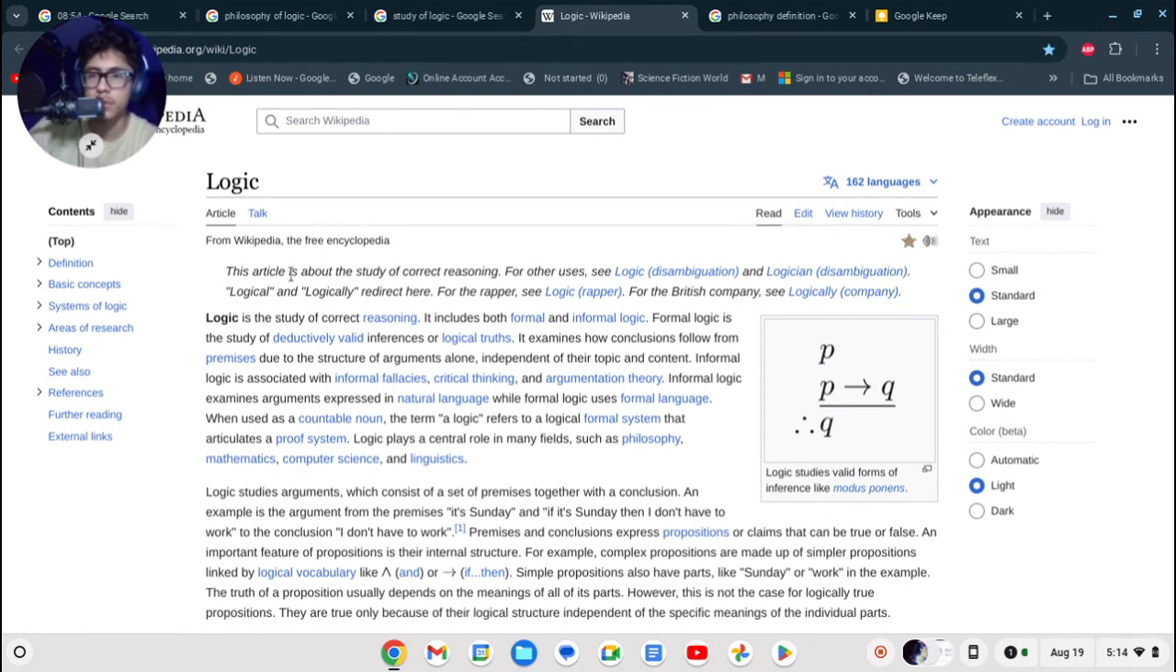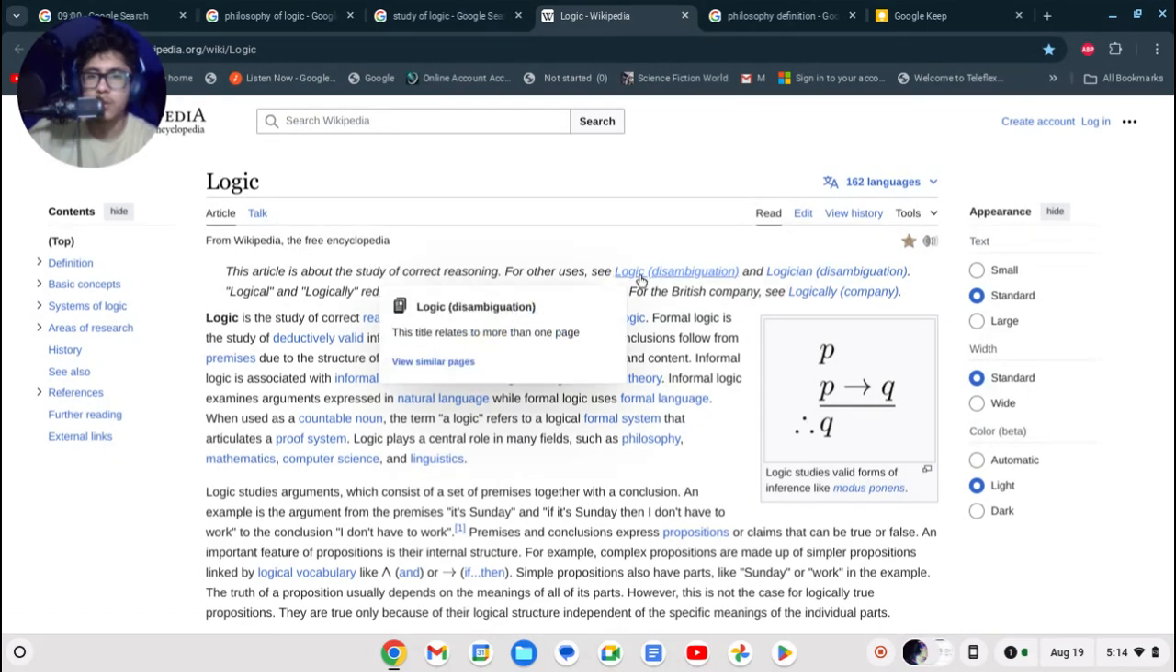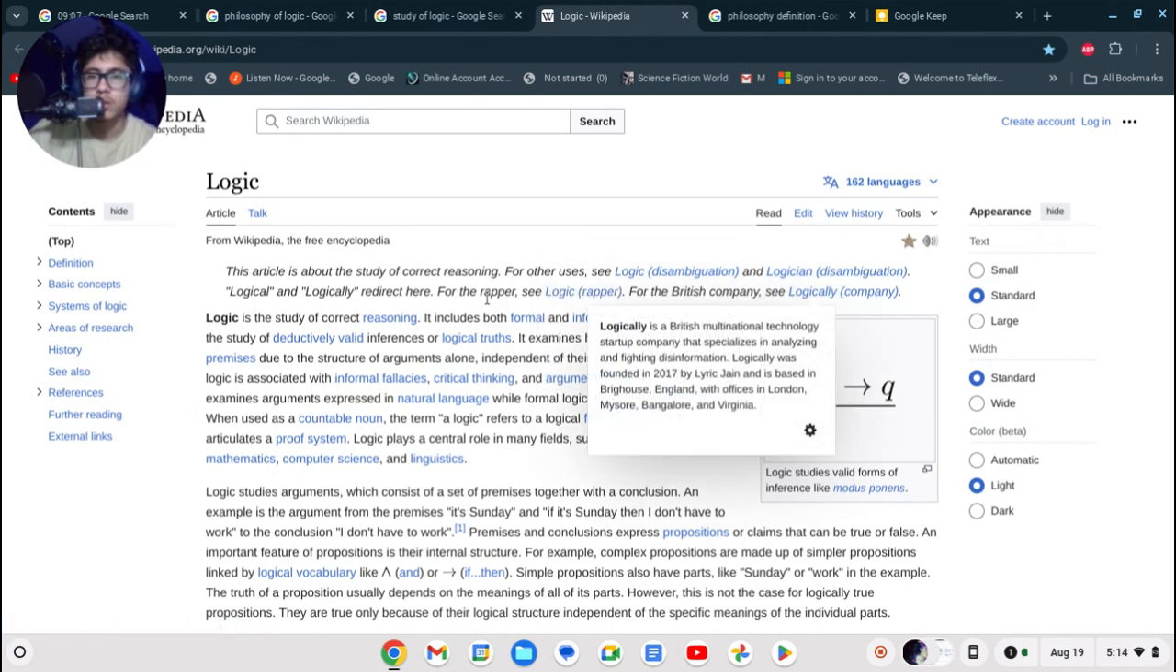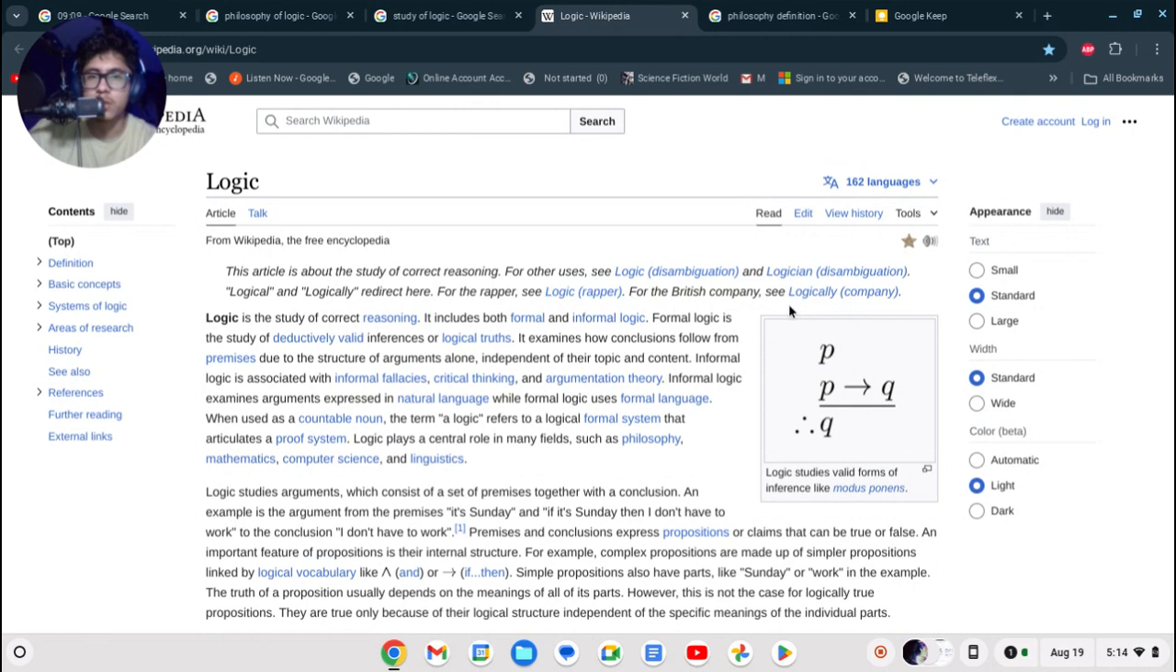From Wikipedia, the free encyclopedia. The article is about the study of correct reasoning, for logic. Further see logic... "Logical" and "logically" redirect here. For the rapper, see Logic. For the British company, see Logically.